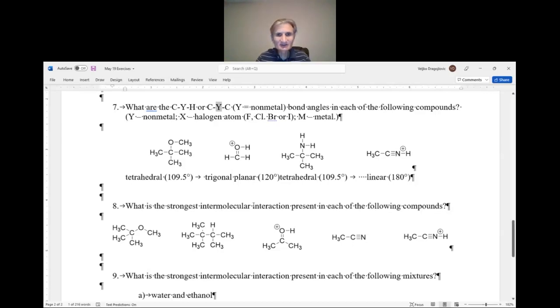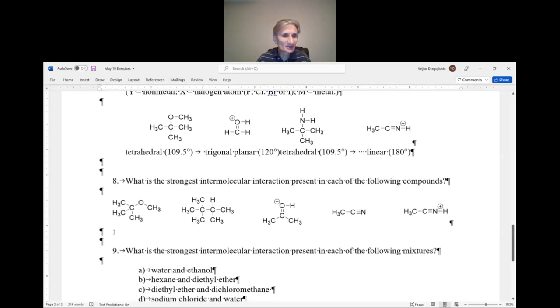What is the strongest intermolecular interaction present in each of the following compounds? So you go one by one and identify the type of intermolecular interactions. Typical intermolecular interactions are London interactions, dipole-dipole interactions, and hydrogen bonding. So in this case, we have an ether. Ether is a polar compound.